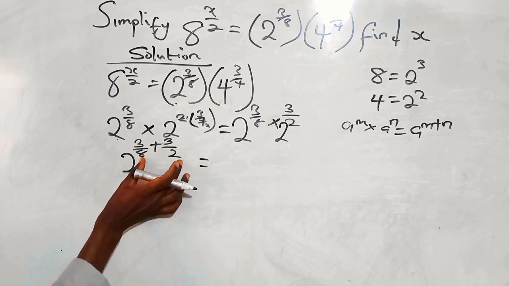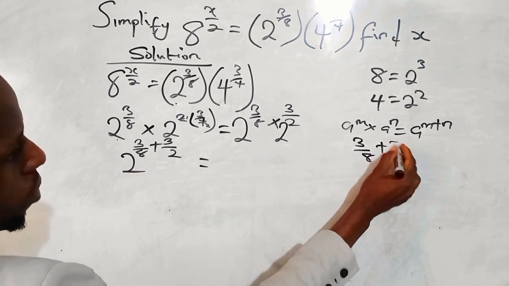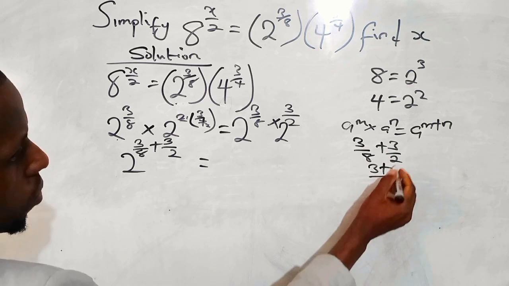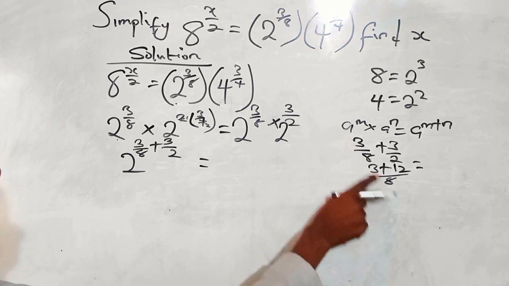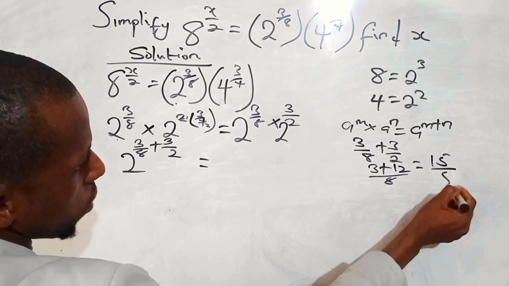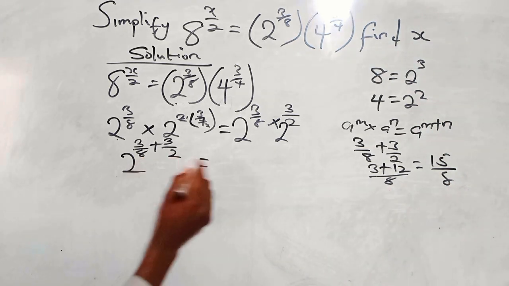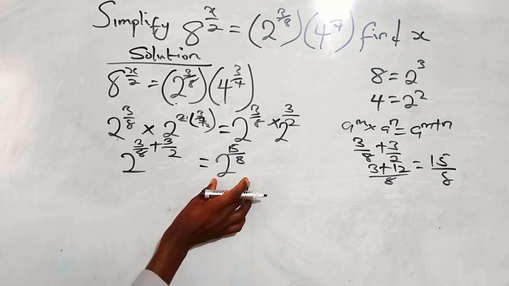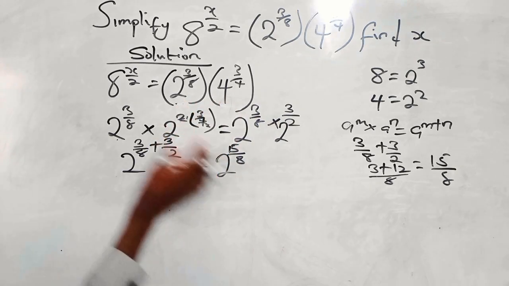The next thing is to resolve the power. For 3 over 8 plus 3 over 2, when we look for the LCM of these, the LCM is 8. So here is 3, and here 4 times 3 is 12, so we have 15 over 8. When we solve the power, we have 15 over 8. Plugging this back, we have 2^(15/8). This is the result of the right-hand side of the equation. So let us fix it back.